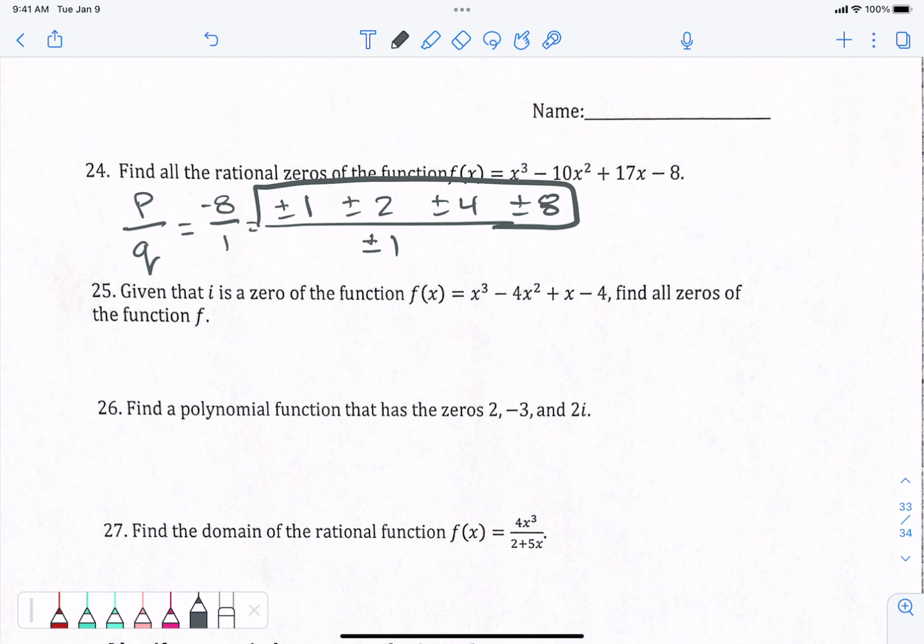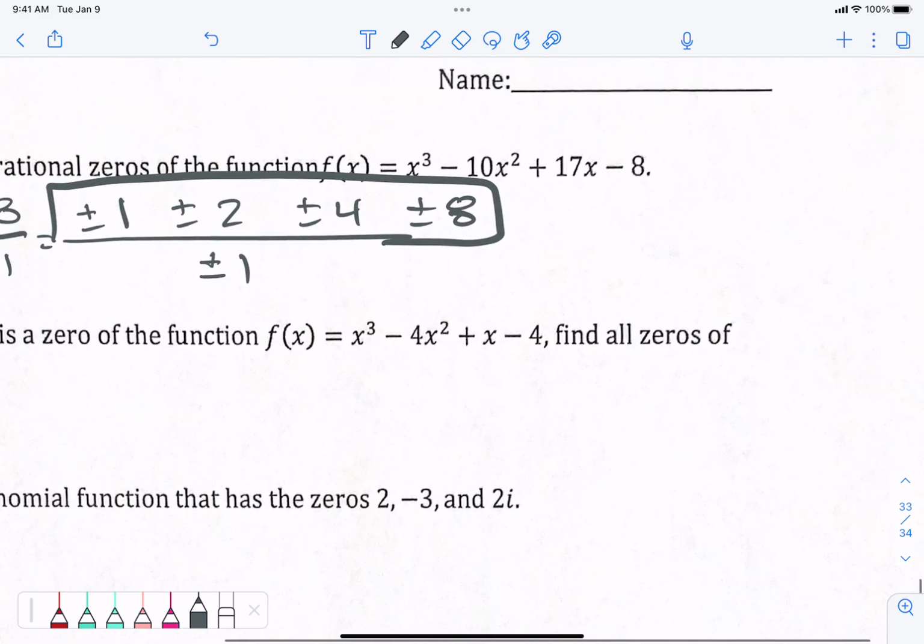I'll do 1. Okay, Sarah's got 1. Kyle's got 8. Who's got 2? Rachel's got 2. Jake, you got 4. Positive 4, negative 4. Find which ones. There should be 3 that work. Hopefully. Maybe there's not 3 that work. I hate when they don't work.